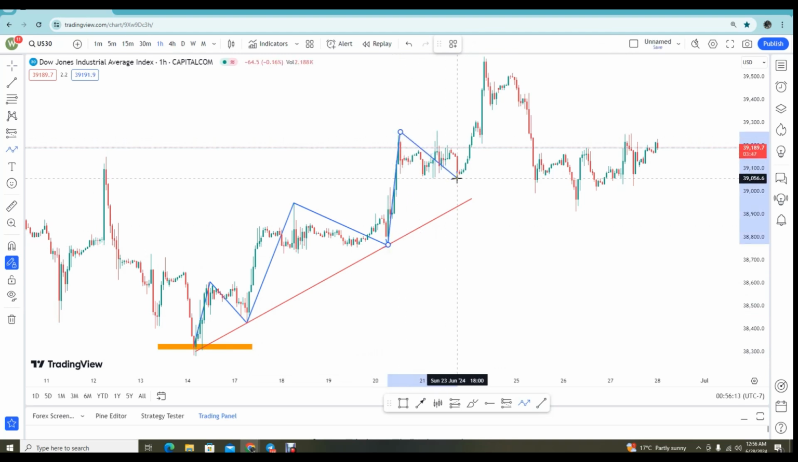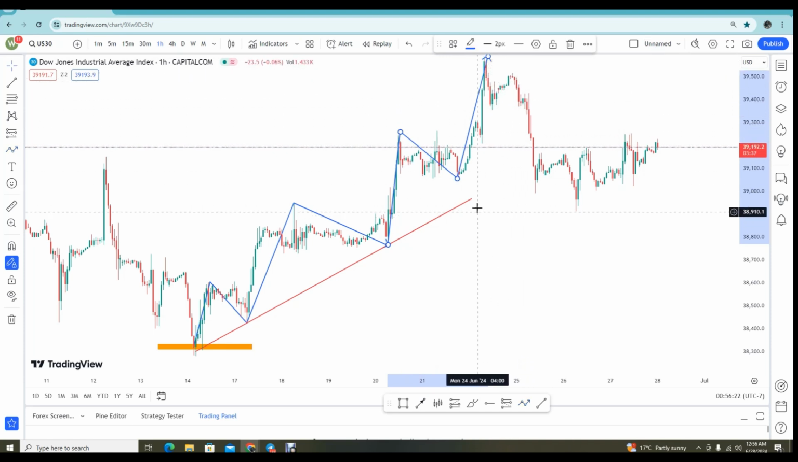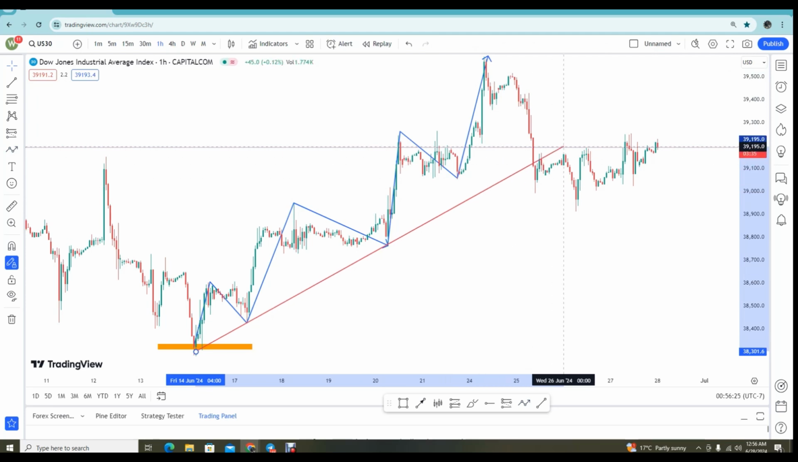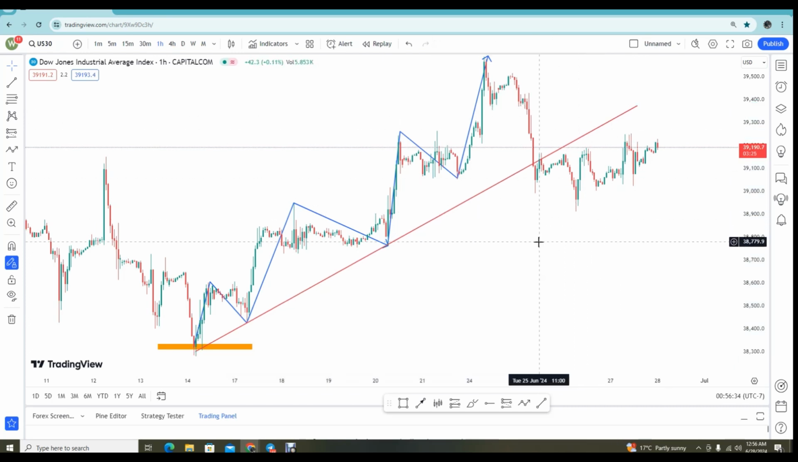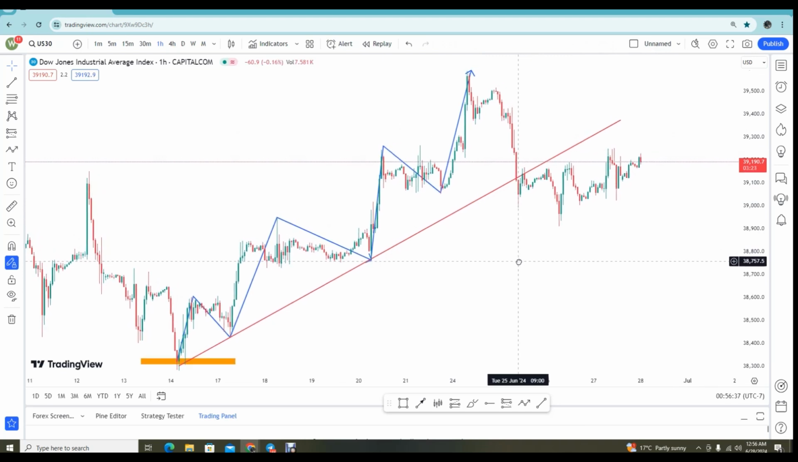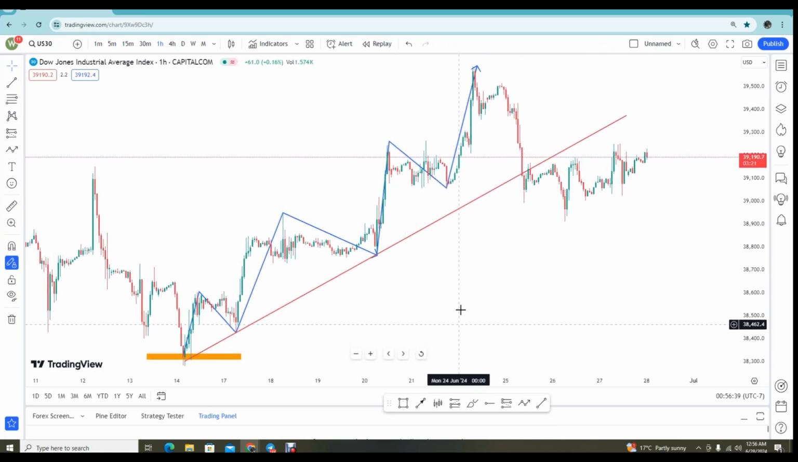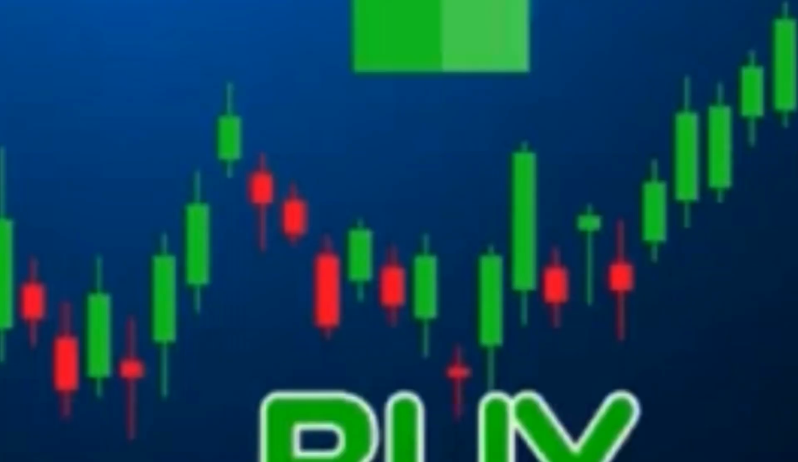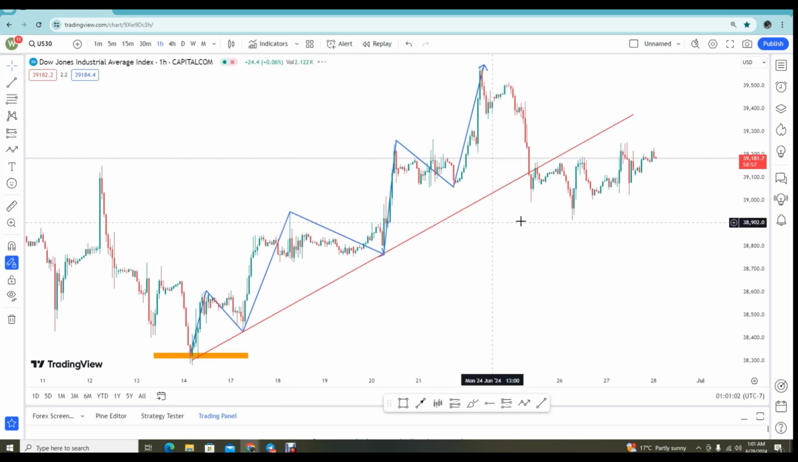After that, we got continuation and we got pullback as well. Continuation, and around this area first, we're going to draw our trend line straight up all the way to this point right here. So now we can see that the market has been moving on the trend line.